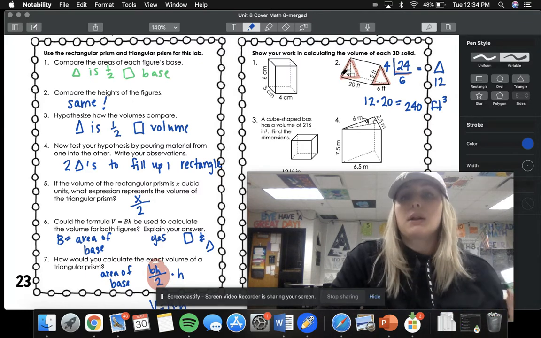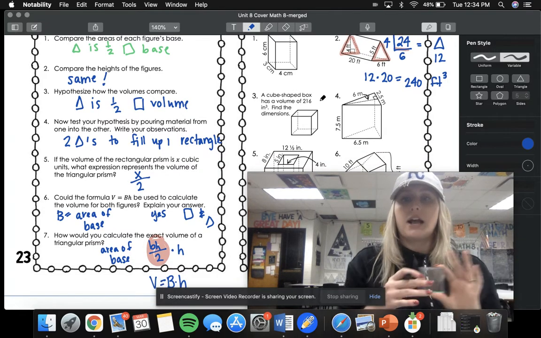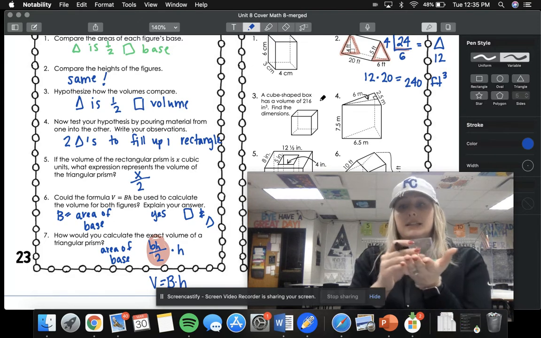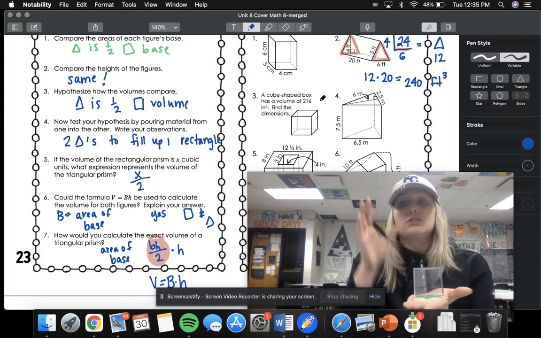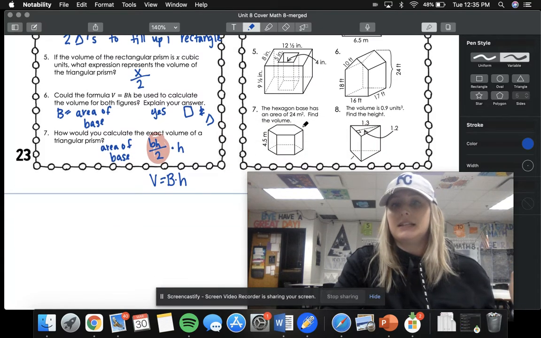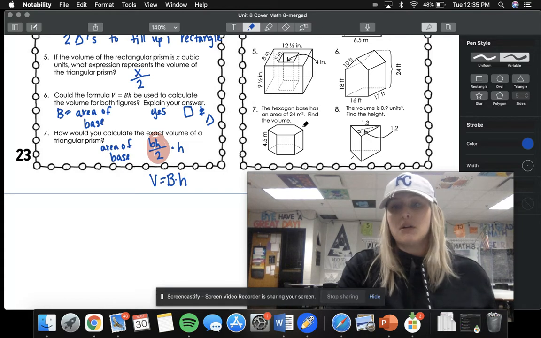So what I want you guys to do today is focus on figuring out the shape. Ask yourself what the base of the shape is, no matter if it's a rectangle or a triangle, find the area of the base, and then give it height, so multiply by height. The rest, like 5, 6, 7, and 8, are a little bit more challenging, so I'm asking you guys to just try them, and then we'll go over them tomorrow.